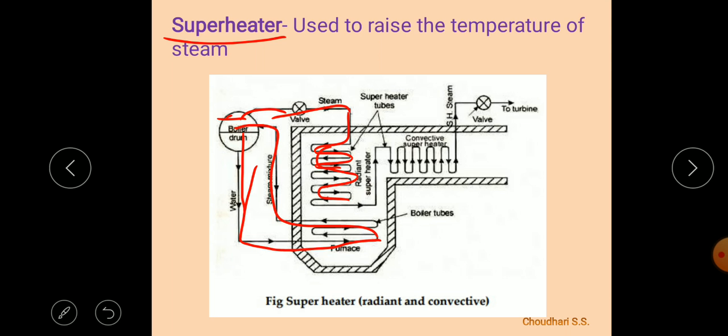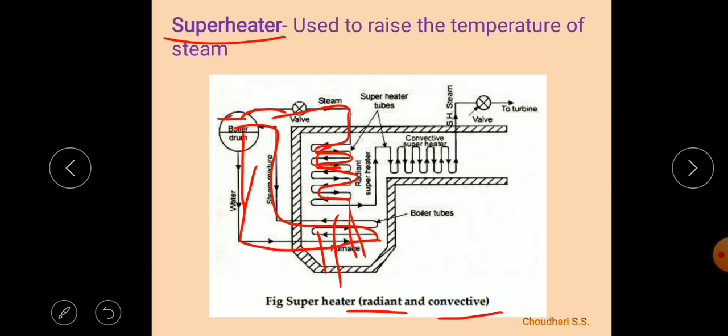There are two types of superheater tubes. The first one is radiant and the second one is convective. Radiant superheater tubes are provided inside the furnace, and convective ones are provided in the flue gas path. Convection means there is direct heat transfer by contact between the gases and the steam, and in radiation, high radiant heat is used to heat the steam. So the superheater raises the temperature of the steam above its saturation temperature.